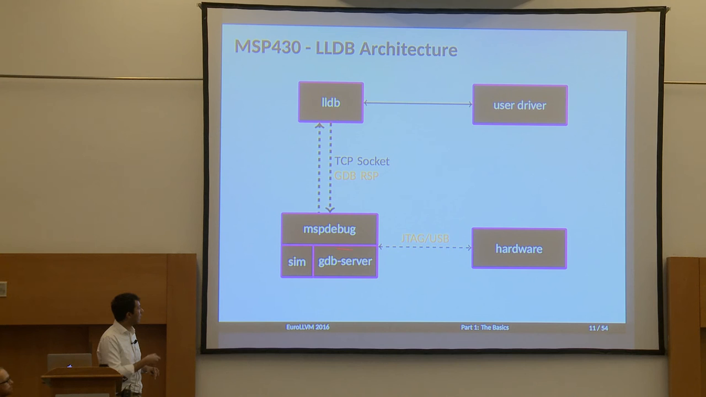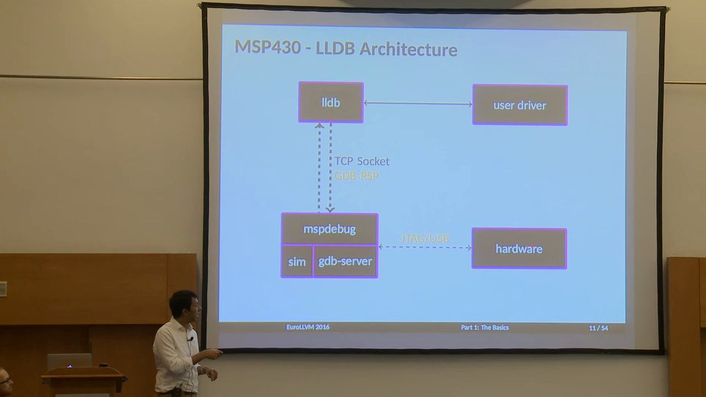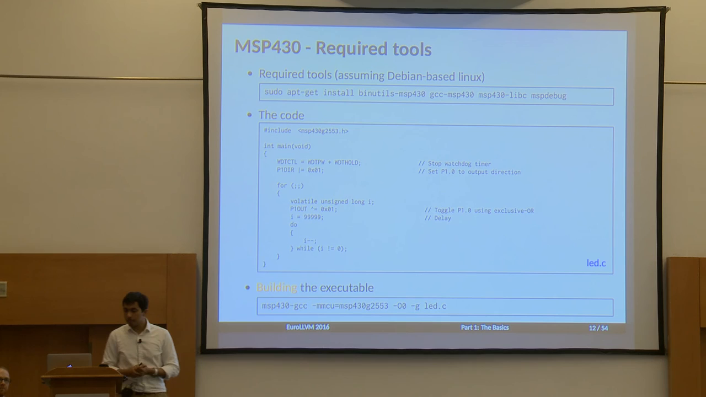It has a simulator in it, and it also has a GDB server as part of the same binary. It can run as a simulator, or can talk to the hardware through JTAG USB. To get started with MSP430, it's quite straightforward. You just need to install, and it's all available in the normal repositories. You get GCC, you get MSP debug, everything you need to start off, and that's just an example program. So this is how you compile.